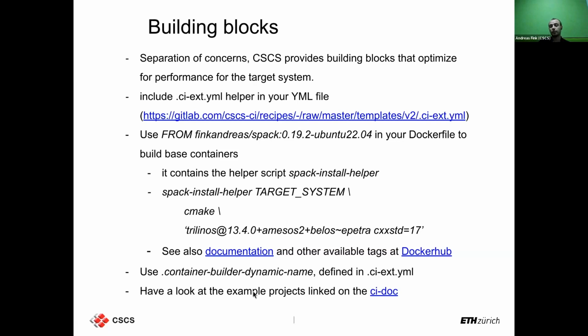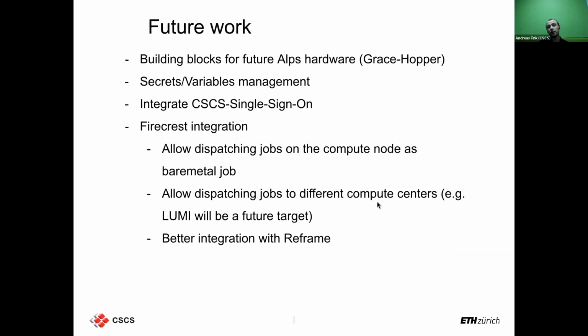And there are a lot of example projects, or rather projects that are already using the CI setup, and they are all linked from the CI documentation. If you scroll down, you will see a couple of links to public repositories that are already using the CI setup. Some things that are missing, but will be done, is that we don't have building blocks for future Alps hardware like Grace Hopper, but we will work on it as soon as we have the hardware available.